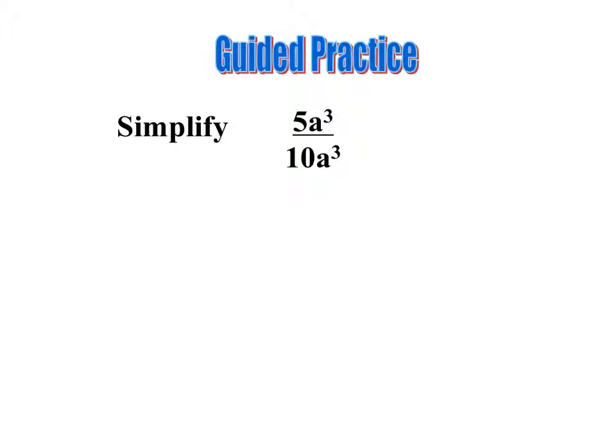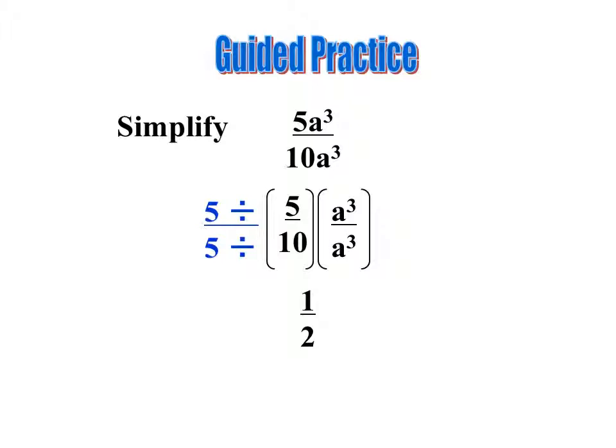Try this one. 5 over 10, a to the third over a to the third. 5 over 10 reduces to 1/2. And my a to the third powers cancel each other out. So my answer is just 1/2.